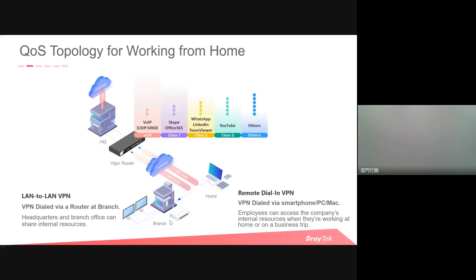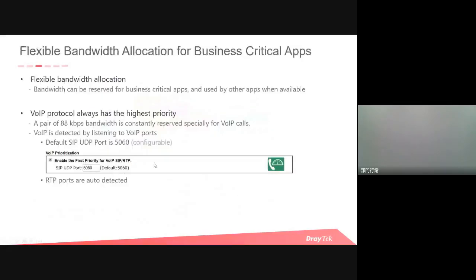Okay, about the QoS topology, it is to flexibly do the bandwidth allocation for business critical apps. The so-called flexible bandwidth allocation is that the routers will reserve the bandwidth for the business critical apps. And when these business critical apps are not using the reserved bandwidth, it can be used by other apps.